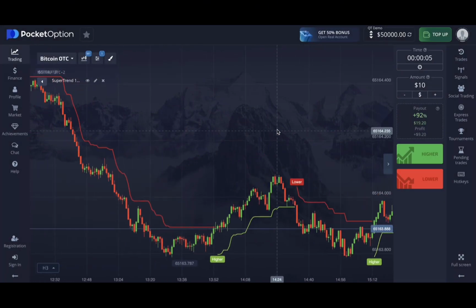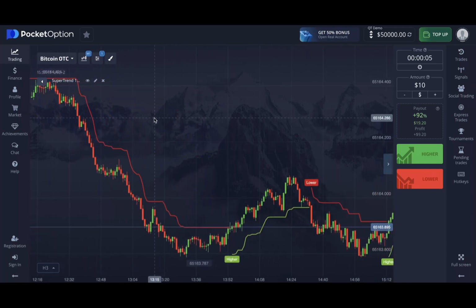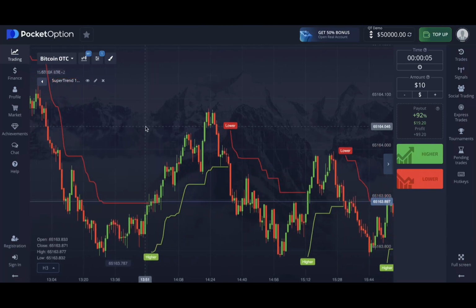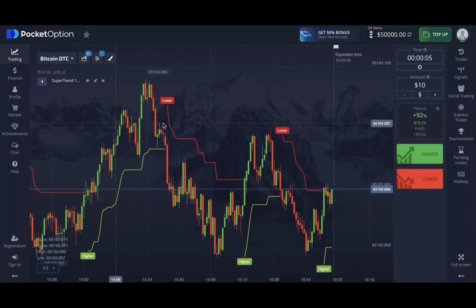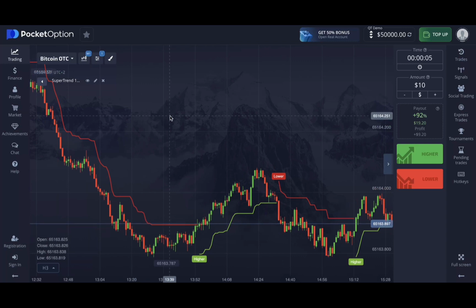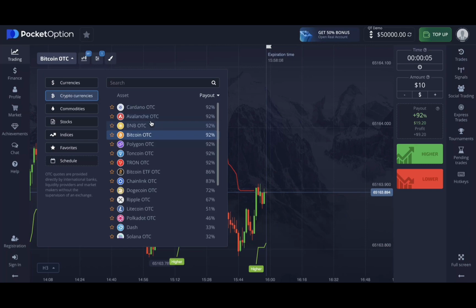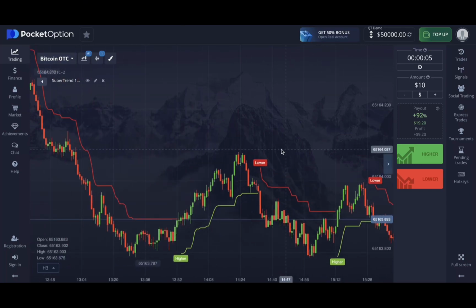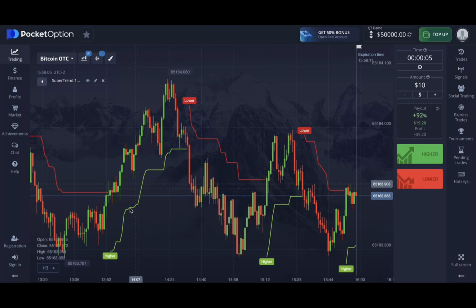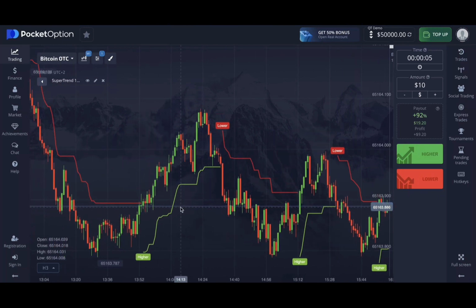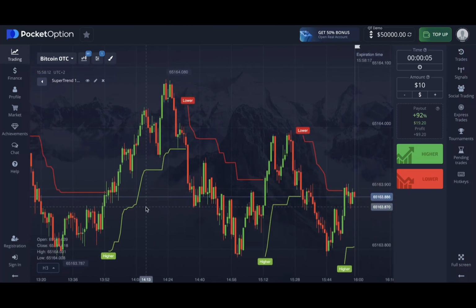Now I'm going to show you some steps that you can take and a strategy that you can trade binary options with using the Supertrend indicator. The first thing you need is to choose an asset class that is already trending. For example, Bitcoin. As you can see, today's price action is a little choppy and range bound, and that is not what we want because the Supertrend indicator does not perform well in consolidating markets.